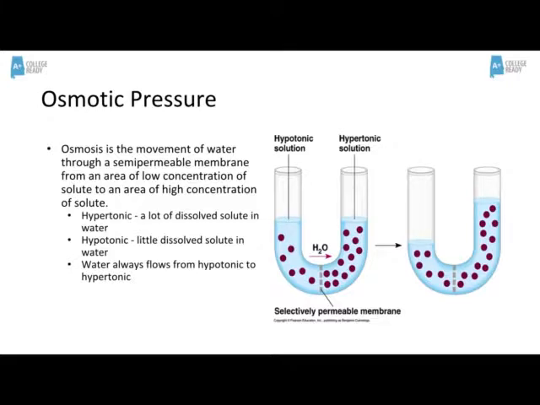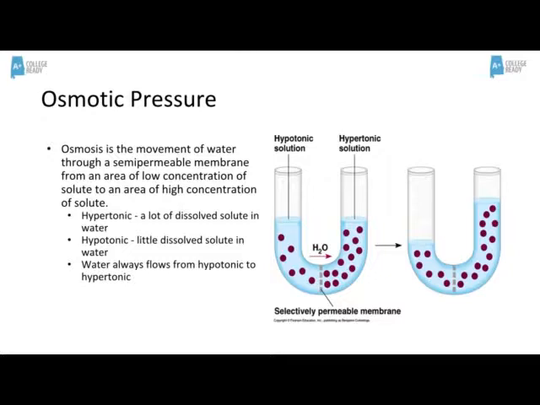The last colligative property that we will look at is osmotic pressure. Osmosis is the movement of water through a semi-permeable membrane. Permeable just means things are able to move through. Semi-permeable just means some things can move, some things can't. In this case, water is going to be moving through the semi-permeable membrane. Water is going to move from an area of low concentration of solute to an area of high concentration of solute. I always think of it as water likes to dissolve things, so it's going to go to the area where there's the most solute to be dissolved.